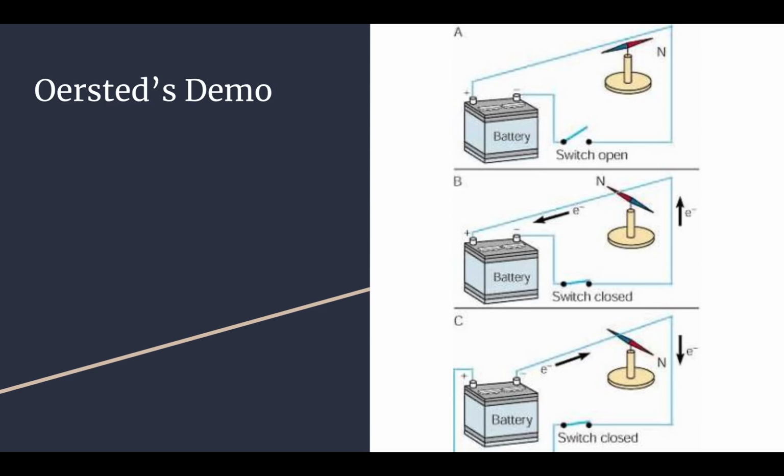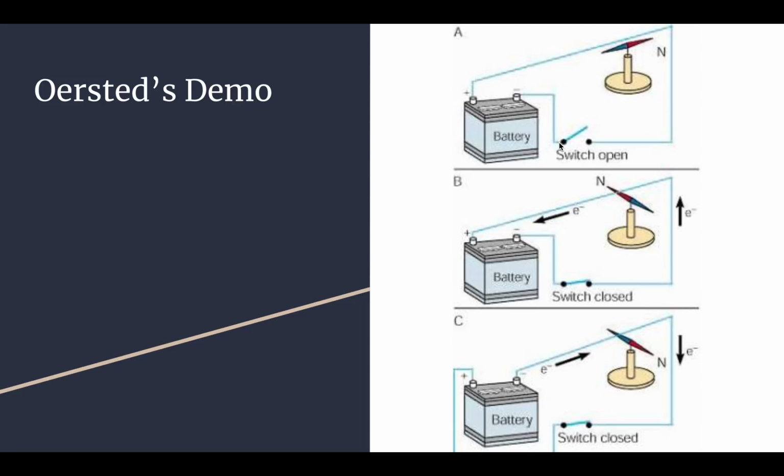To begin with, we're going to talk about Oersted's demo. If you were in class earlier, we did this demo, and you remember that we had a loop of wire connected to a battery. When we connected all of that together and turned the switch on, the compass that we had reacted to the wire. We can see how this works here in this diagram.